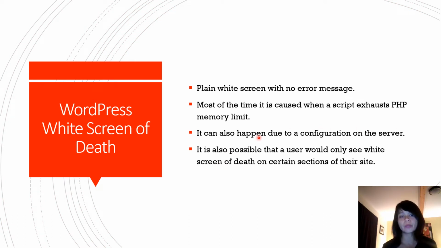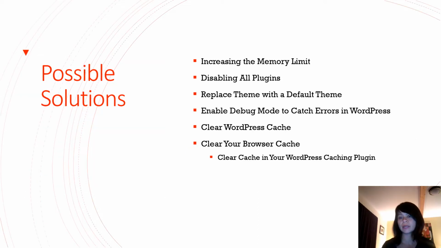Sometimes you get the WordPress white screen of death, the plain white screen with no error message. Most of the time it's caused when a script exhausts the PHP memory limit. It could also happen due to a configuration on the server. It's possible that a user will only see a white screen of death on certain sections of their site, maybe not everywhere, just certain pages.